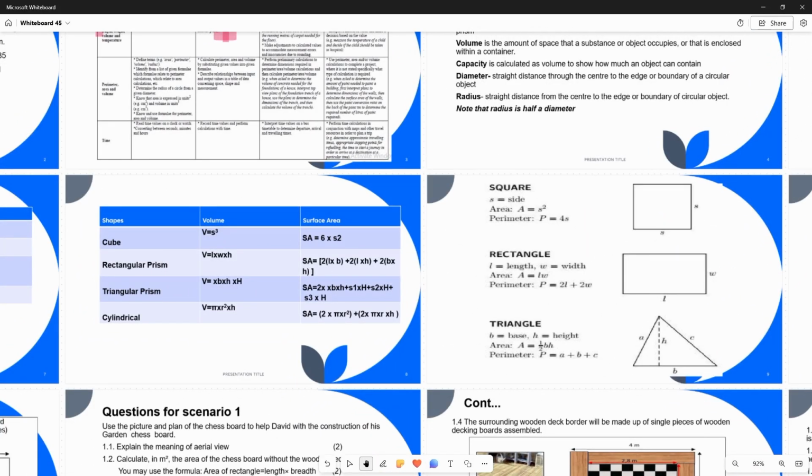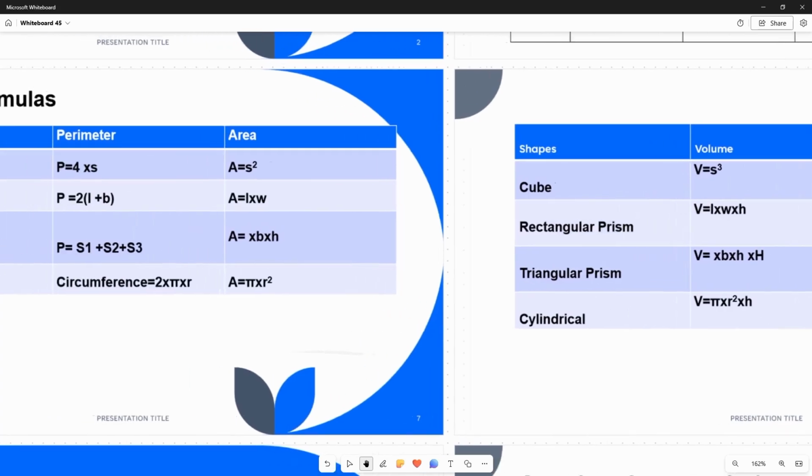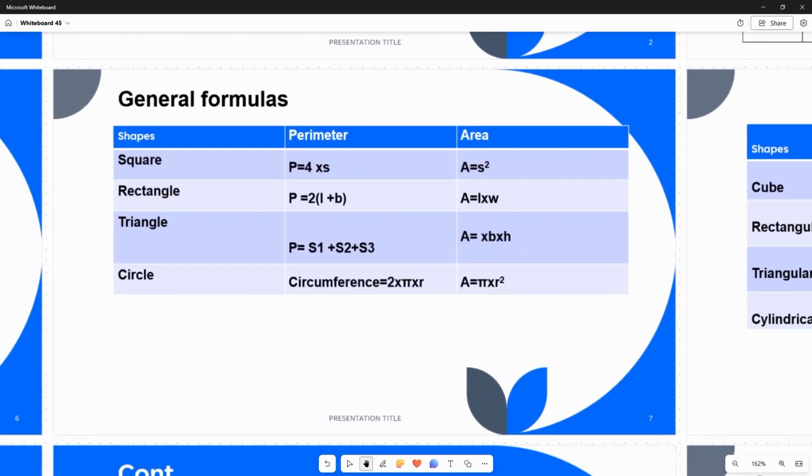This is measurement, and you will be given formulas. They will give you the formulas to use. Formulas will be given on each question you are using. And remember, we have 4 basic shapes. That is the square, the rectangle, the triangle, and the circle. Any other shape which does not resemble these 4 shapes, we call it an irregular shape.